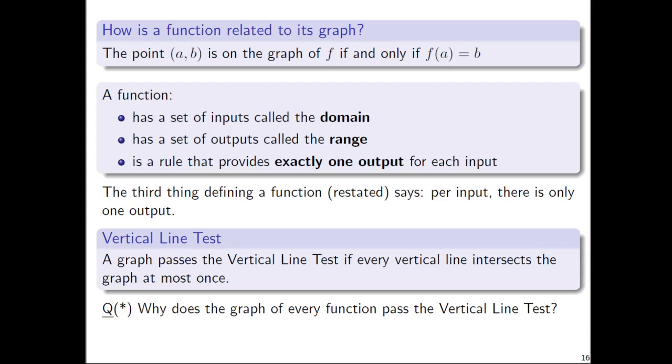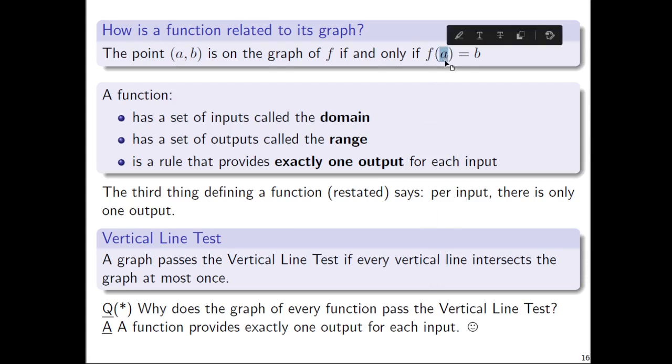So why does the graph of every function pass the vertical line test? It goes really to the fact that a function provides exactly one output for each input. It's really quoting this part of the definition of a function. For each input, or per input, you only get one output. And remember, the input here is represented by an a.